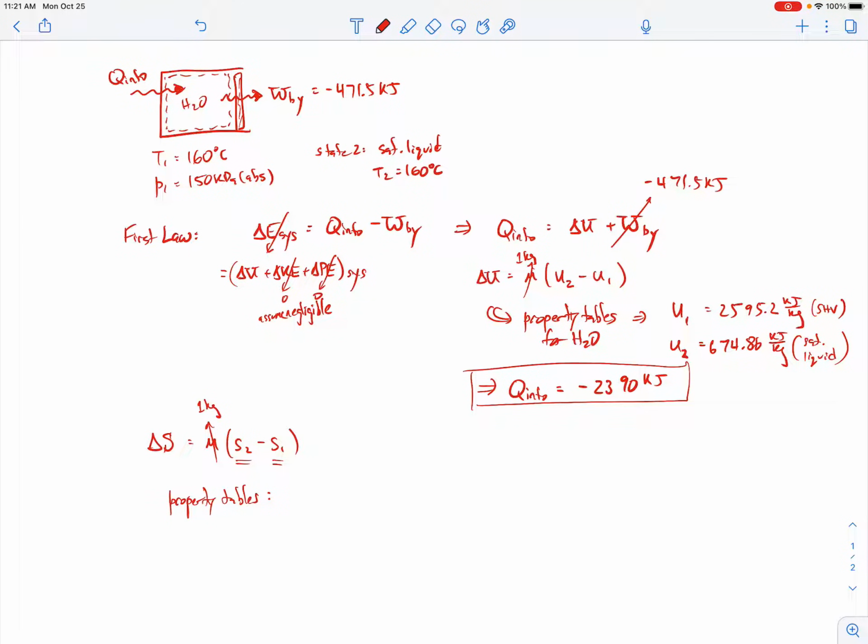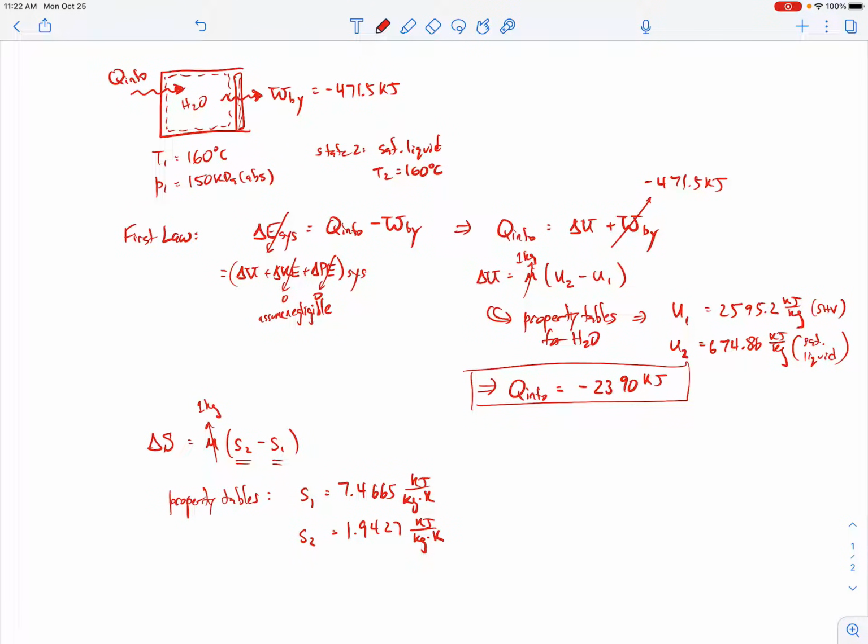And again, I use the property tables out of the Moran and Shapiro textbooks. So what I get for S1 is 7.4665 kilojoules per kilogram Kelvin. And for S2, I get 1.9427 kilojoules per kilogram Kelvin. Again, if you're using different tables, you may get different numbers, but out of the Moran textbook, this is what I get.